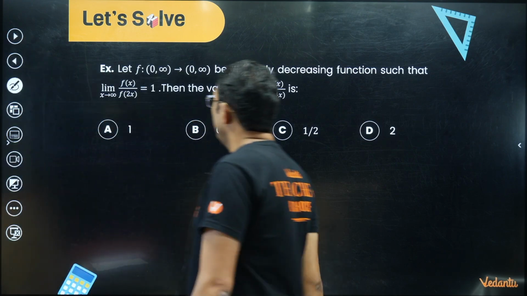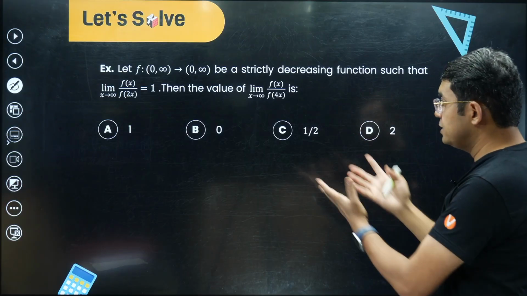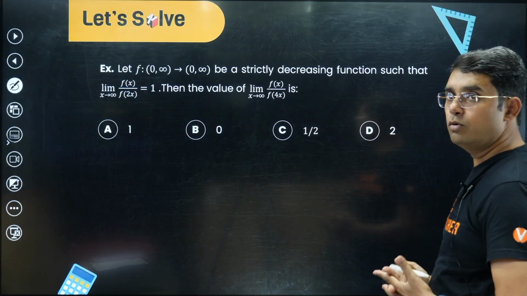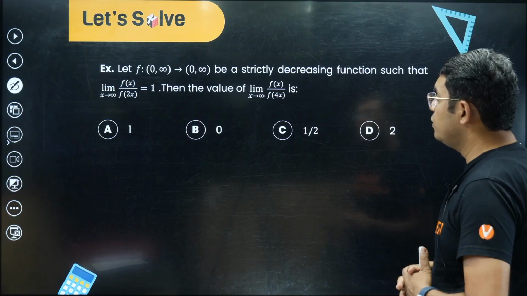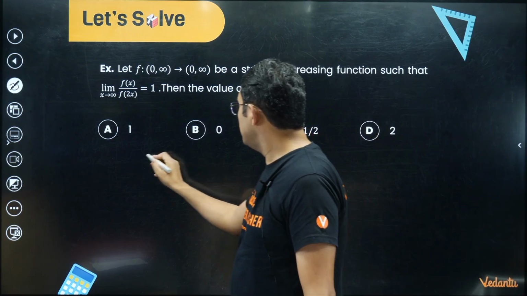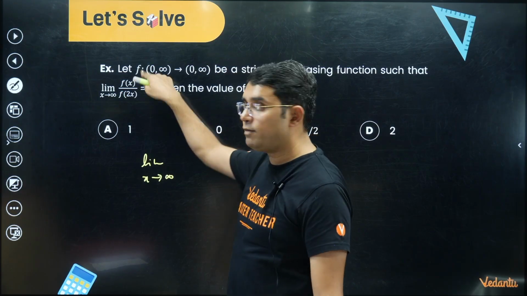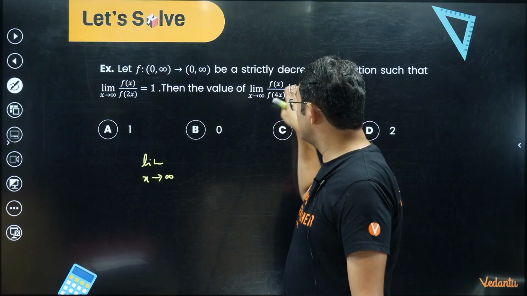Now this question: f from 0 comma infinity to 0 comma infinity be a strictly decreasing function such that f x upon f of 2x is equal to 1. Now they are asking limit x tending to infinity f x upon f of 4x. Now dear students, this question is actually a bit tricky, I will say, because whatever they have given, only that is to be used to find this limit.